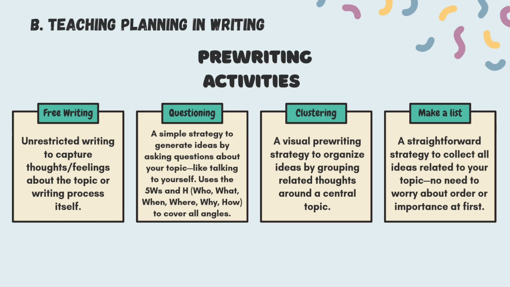Third is clustering, a visual pre-writing strategy to organize ideas by grouping related thoughts around a central topic. And fourth, make a list, a straightforward strategy to collect all ideas related to your topic. No need to worry about order or importance at first.